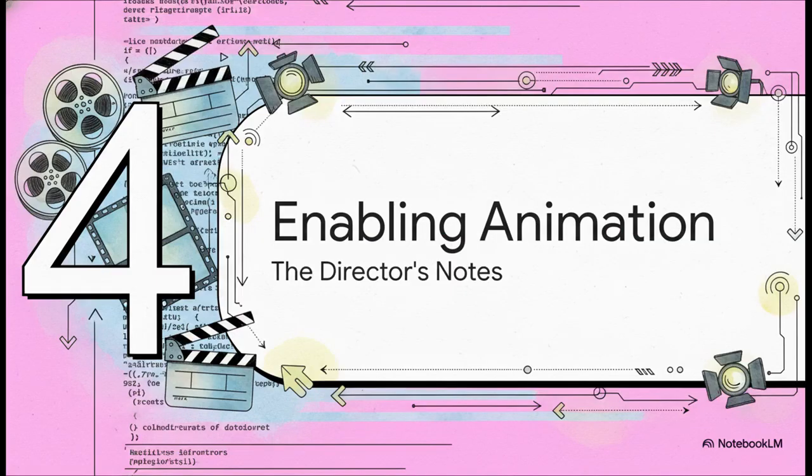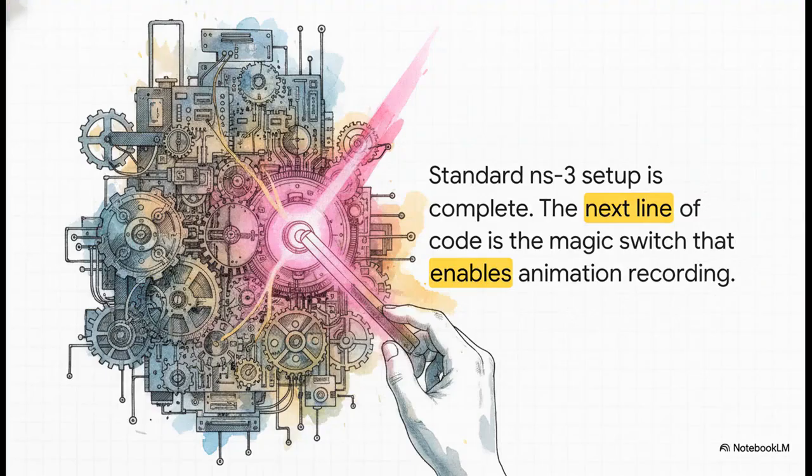And now, we've arrived at the most important part of this whole thing. We've written the script for our network play, but we haven't yelled action yet. We haven't told the camera crew to start rolling. These next few bits of code are like the director's notes that actually bring it all to life. Seriously, everything we've looked at up to this point is pretty standard NS3 setup stuff. But the line of code coming up next, that's the magic switch. That's the secret sauce that tells NS3 to start recording for our animation.